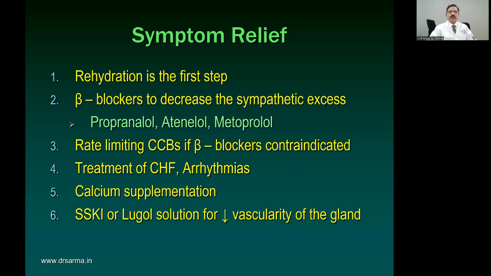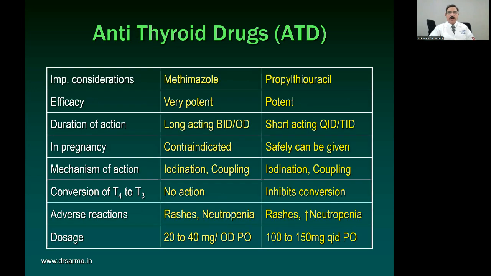Okay, treatment for CHF, treatment for arrhythmias, calcium supplementation must be there because a lot of calcium is withdrawn from the bone. SSKI or Lugol, saturated solution of potassium iodide. SSKI is saturated solution of KI. KI is potassium iodide, or Lugol solution, to decrease the vascularity of the gland. I will tell a little bit about that a little later.